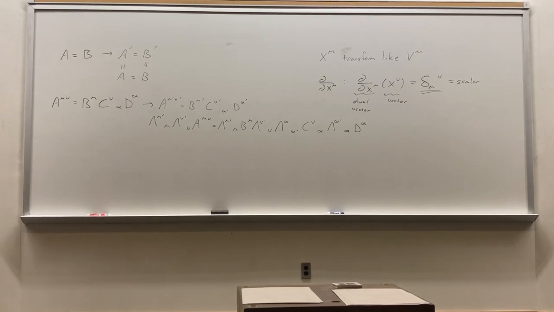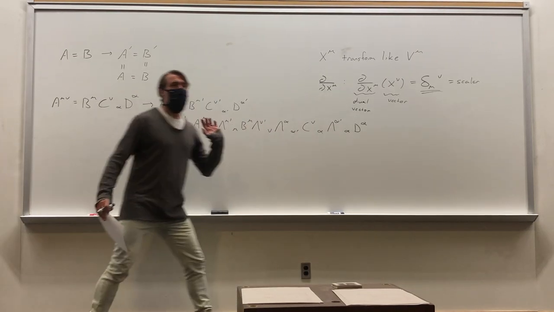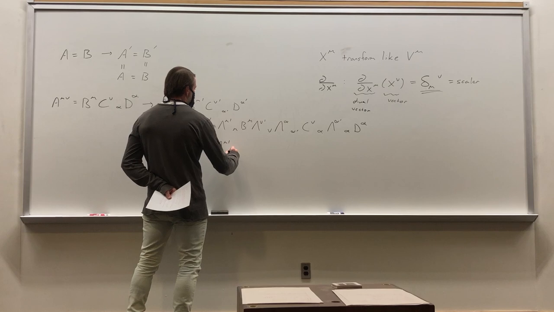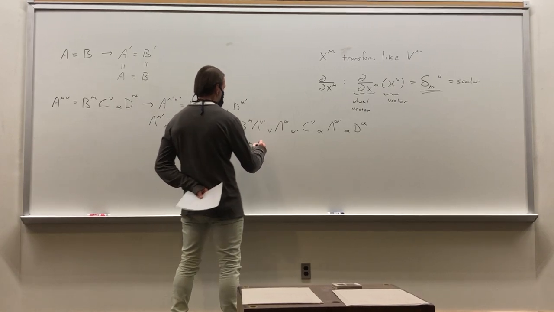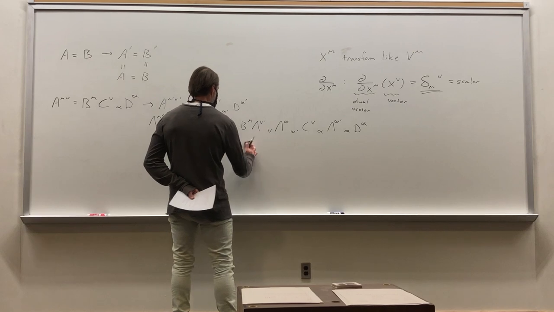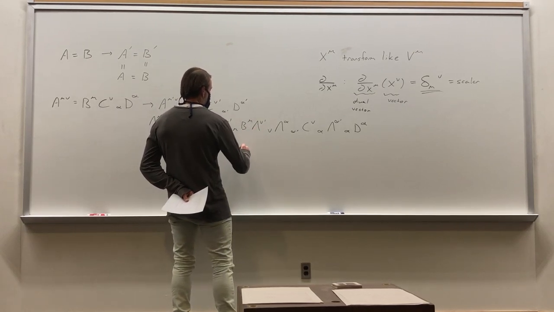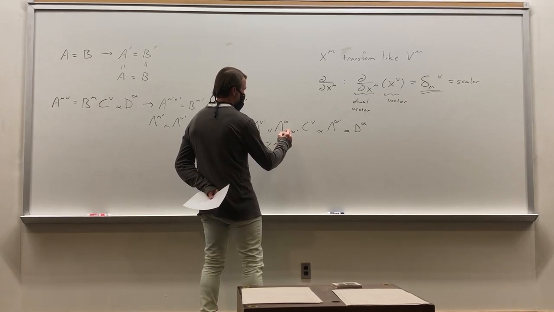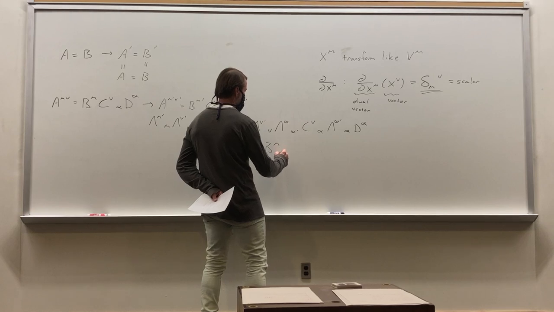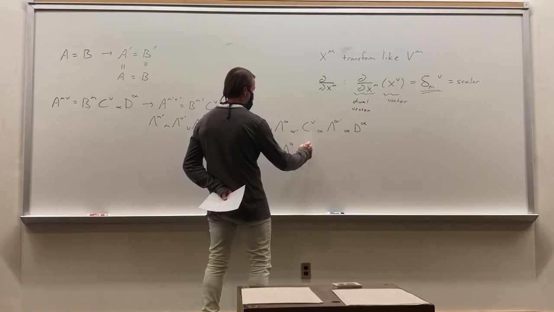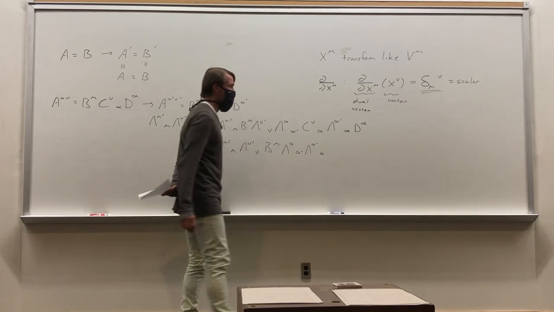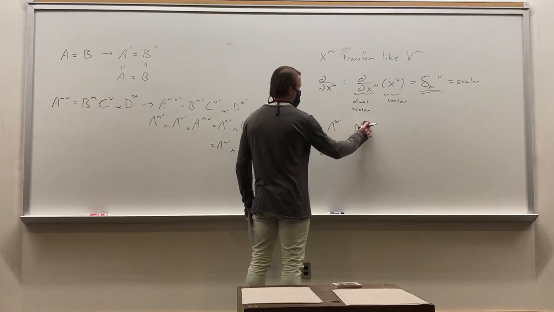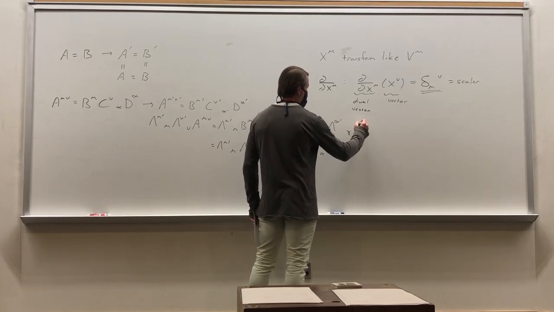Nice. Now remember, we can move things around as much as we want in index notation. In particular, I can write this as lambda mu prime mu B mu. Actually, let me just move this over. Lambda mu prime mu B mu. And then this is, oh, wait a minute. Lambda alpha alpha prime lambda alpha prime alpha. Oh, no, wait, hold on, I don't want to do that. Why did I do that?